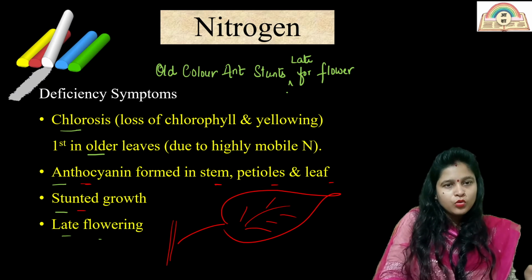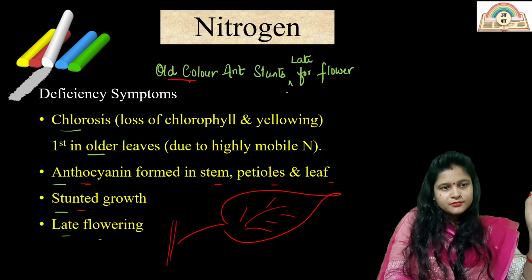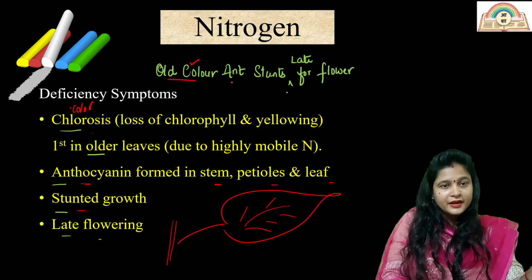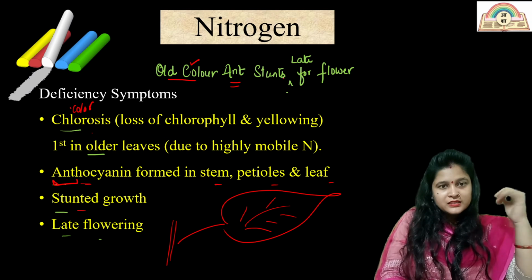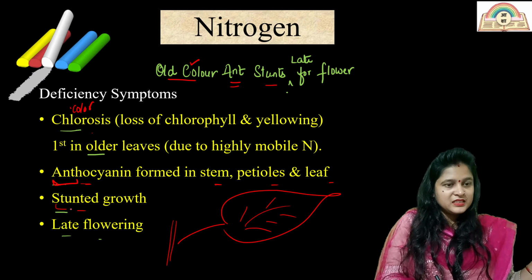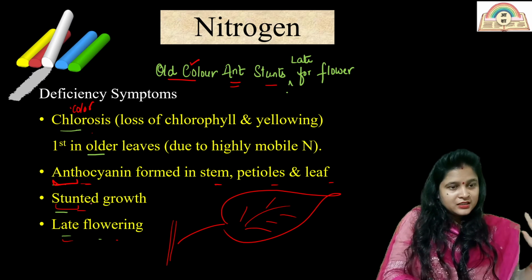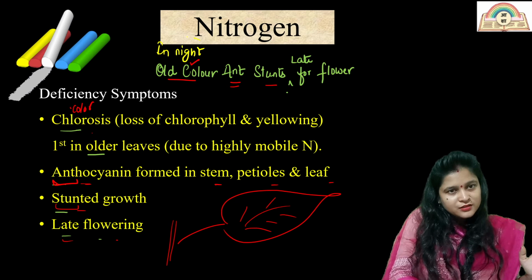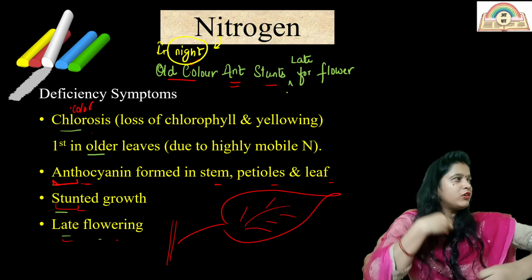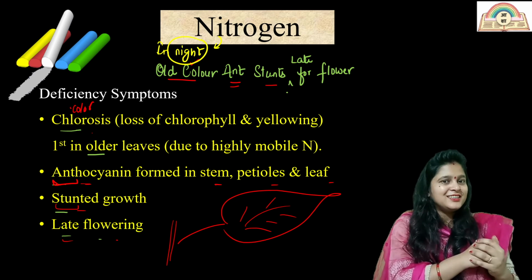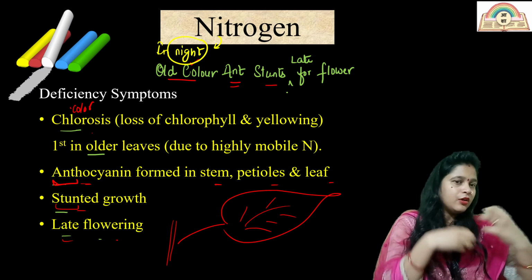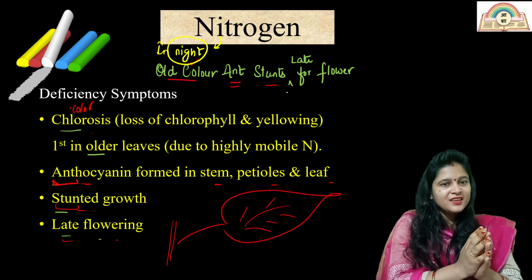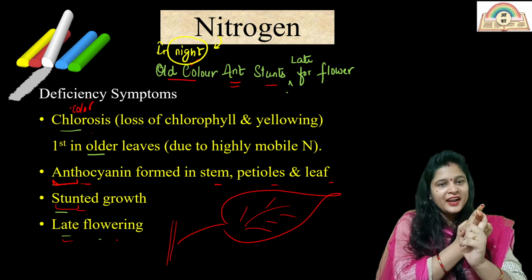So we can remember a mnemonic here. Old color, chlorosis first in, color is for chlorosis here, right? Color, older leaves, so old color. Ant, right? Ant for anthocyanin. Stunts, late for flower. See, in the night, there is a yellow ant. You can make a story. In the night, right? Night is for nitrogen. In the night, there is an ant which is showing stunts, right? And late in the night to get the flowers, right? And that ant is very old and colored ant. So in night, old color ant stunts late for flower. In night, night means nitrogen, old color ant stunts late for flower.